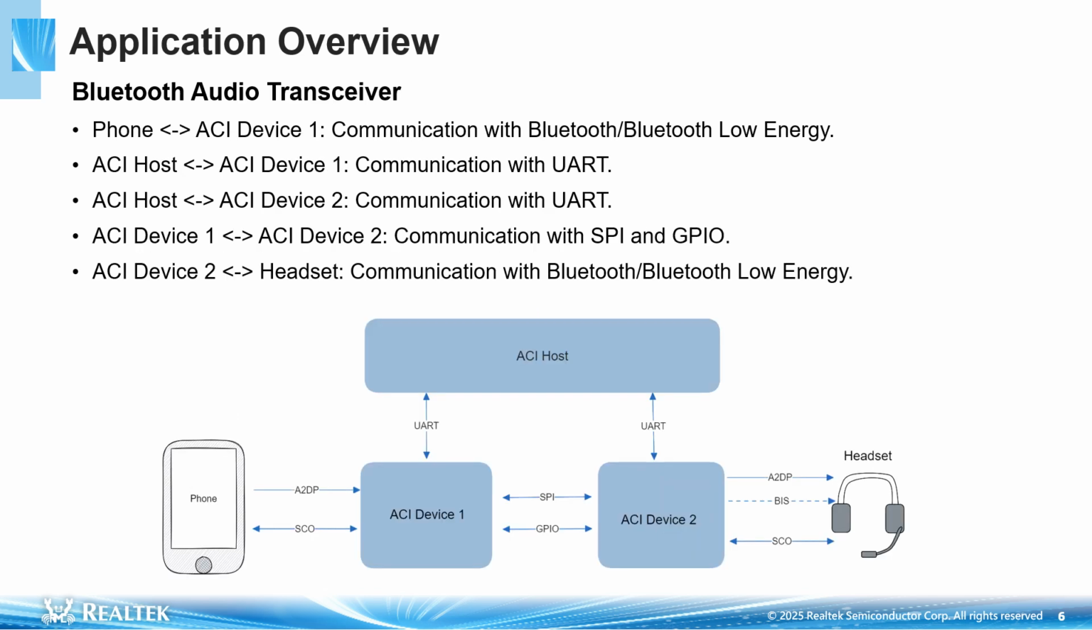Next, we introduce the demo of transceiver. As shown in the figure, ACI device 1 supports A2DP sink and HFP-HF, ACI device 2 supports A2DP source, HFP-AG and BIS/CIS. Device 1 is connected to the mobile phone and device 2 is connected to the headset. The two are connected through the SPI bus. According to the level of GPIO, the change enables SPI to transparently transmit data. Currently supported transparent transmission functions are A2DP, HFP, and BIS. The audio data flow is shown as the blue arrowed line in the figure.